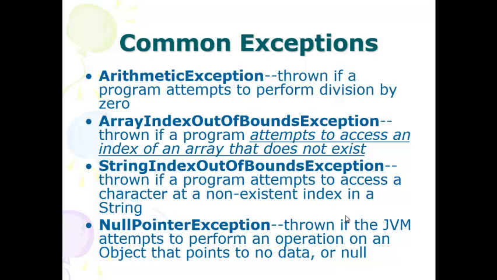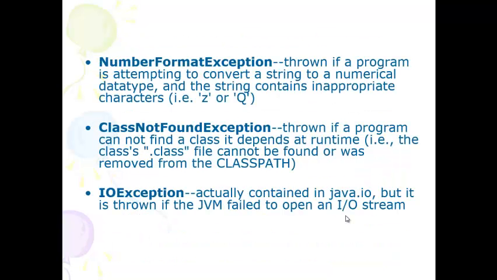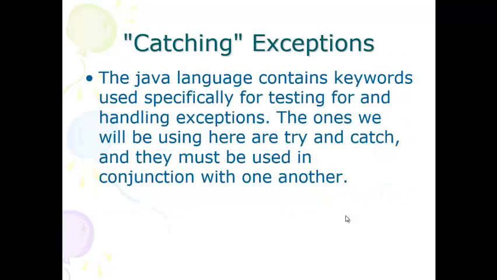Same as the second exception, the array index out of bounds exception, which is thrown if a program attempts to access an index of an array that does not exist. So I believe we already understand what an array is, kung ano pasikot-sikot sa array. Here are the other commonly used exceptions. As I've said, catching would be the focus of our exception handling. The Java language contains keywords used specifically for handling exceptions. The ones we will be using here are try and catch.